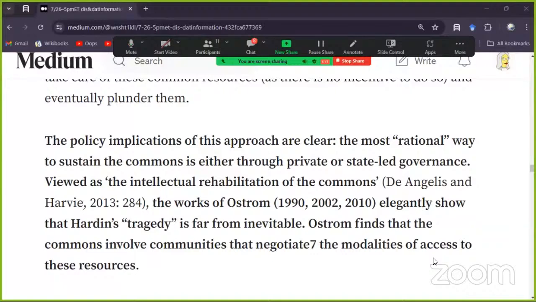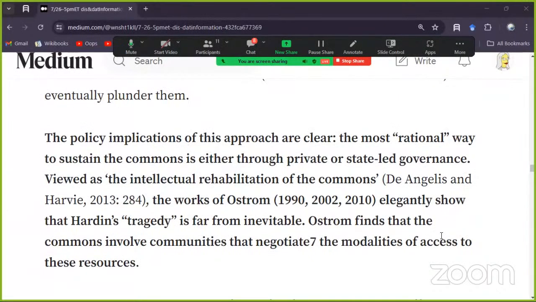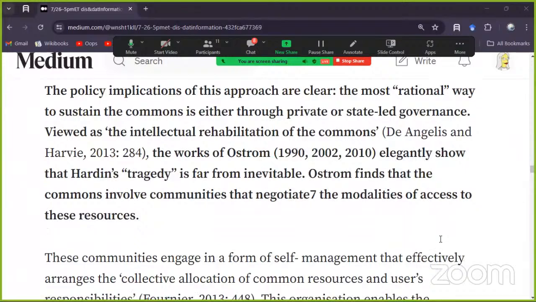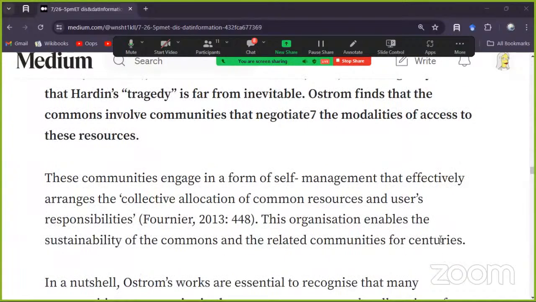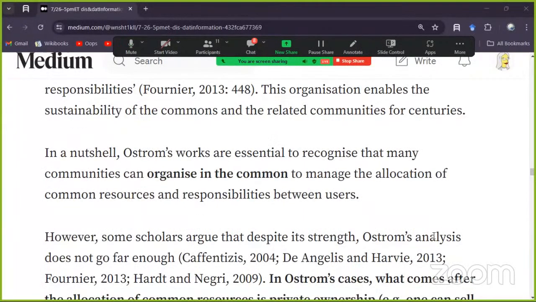And there's actually a literature for it, one that is based more on sustainability, degrowth, et cetera. These communities engage in a form of self-management that effectively arranges the collective allocation of common resources and user responsibilities. This organization enables the sustainability of the commons and the related communities for centuries. In a nutshell, Eleanor Ostrom, up till a couple of years ago, was the only woman to have gotten a Nobel Prize. There have been at least one or two since then.